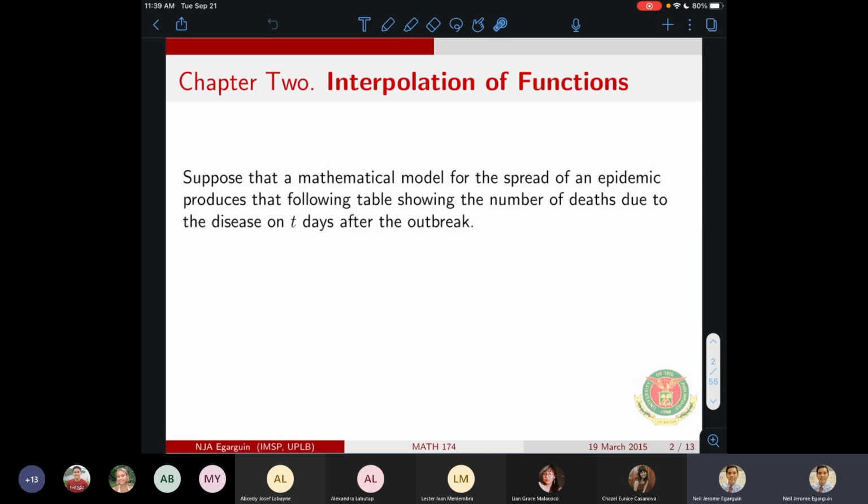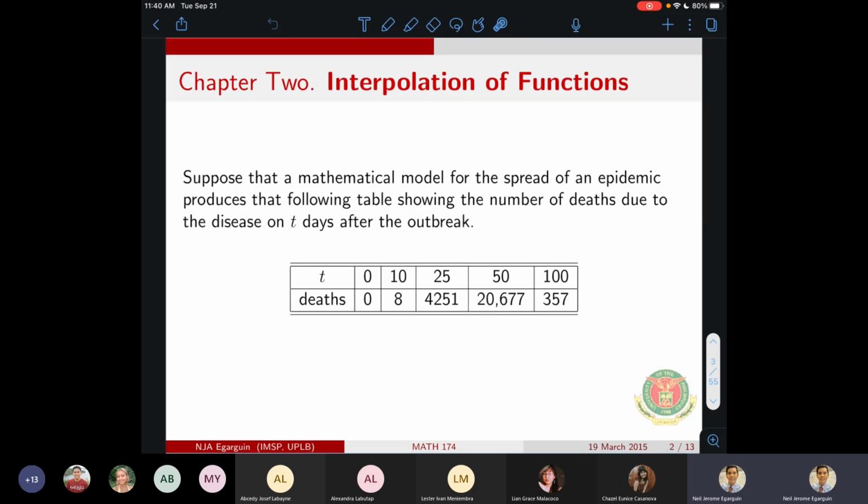So for example, we want to model the outbreak of an epidemic in a place. What we get as data from the real world is not a function P of t representing the number of infected individuals at time t, but what we get is something like this.